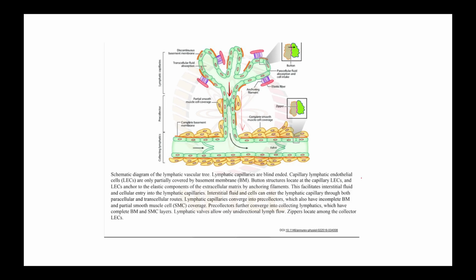The capillary lymphatic endothelial cells are only partially covered by the basement membrane. Button structures are located at the capillary junctions, and they anchor to the elastic component of the extracellular matrix by anchoring filaments. This facilitates interstitial fluid and cellular entry into the lymphatic capillaries, and this interstitial fluid and cells can enter the lymphatic capillary through both paracellular and transcellular routes.